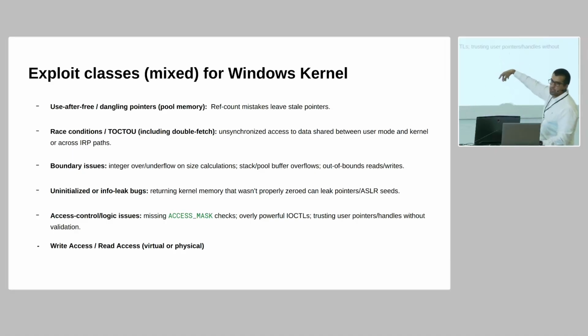But there are some exploits that you can use to get access into that memory. So different exploits, and now I'm talking about exploit classes. Use after free, dangling pointers, pool memory. Basically, if you know about heap overflows and use after free pointers, then it's quite similar. The way that you implement that is a bit different because you do it from the kernel, but it's quite similar. Race condition, TOCTOU, and then what else?